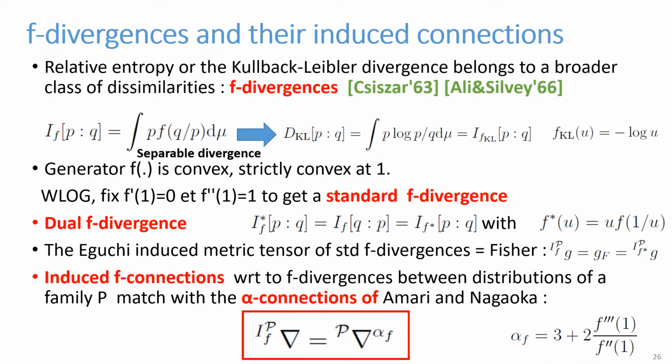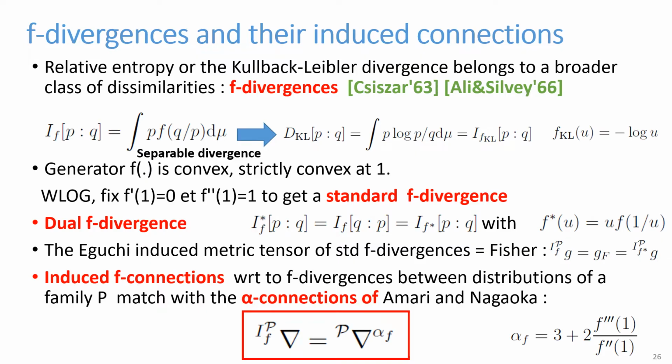The relative entropy, also called Kullback-Leibler divergence, belongs to a wider class of distortion measures called the f-divergences. An f-divergence between two densities P and Q is defined for a convex generator function f, which is strictly convex at 1, as a definite integral of P f of Q over P. We can fix, without loss of generality, f prime of 1 to 0 and scale the f-divergence so that f prime of 1 equals 1. We get the so-called standard f-divergences.